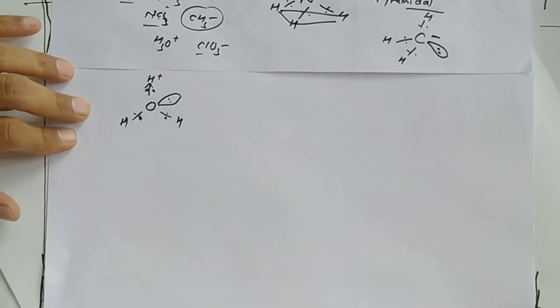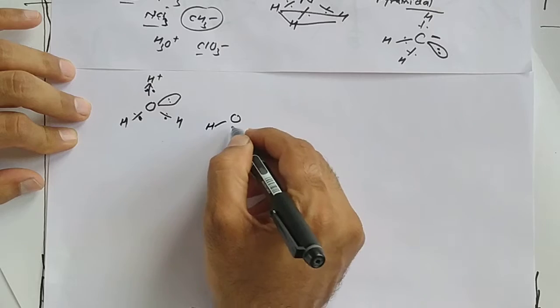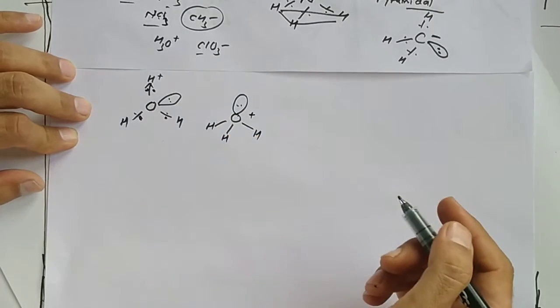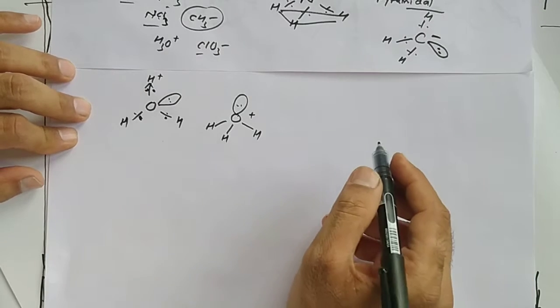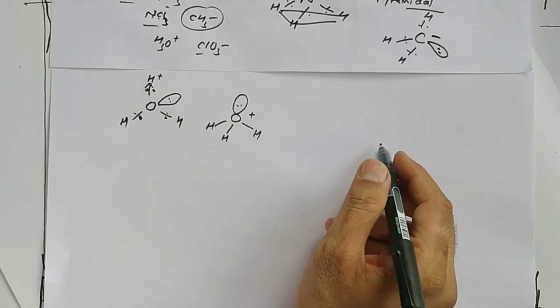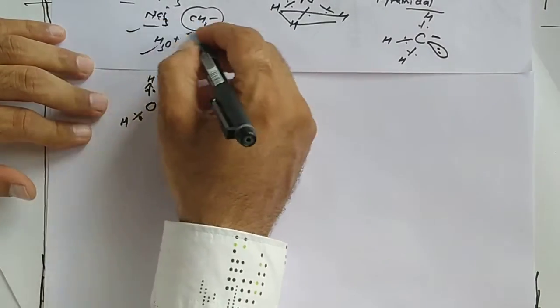So this one lone pair. Bonding pair 3, lone pair 1. So the geometrical shape of it is pyramidal, H3O plus. Now, in the case of ClO3 minus, do it yourself in your homework.